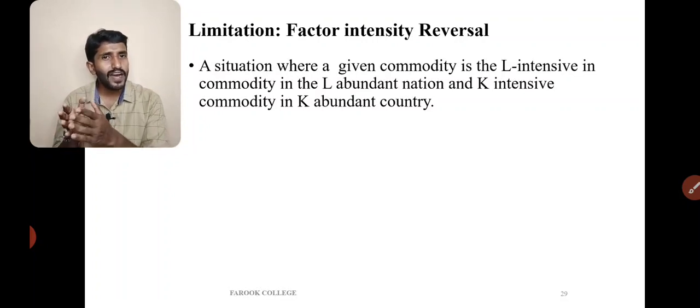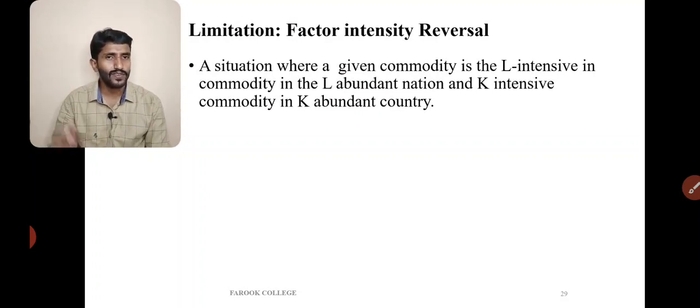There are some other limitations for HO theory also. First is the Leontief paradox. Secondly, factor intensity reversal. What was the assumption about factor intensity in HO theory? HO theory says that X is labor intensive in both nations, and Y is capital intensive in both nations.